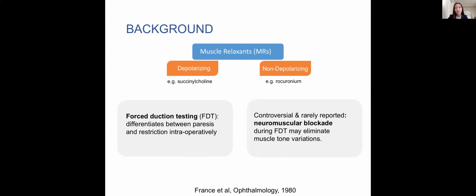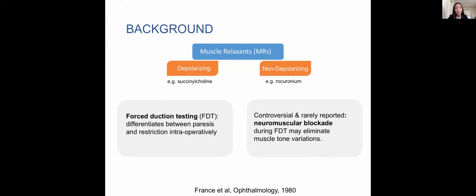The forced duction testing, or FDT, is used in strabismus surgery to help differentiate between paretic muscle and restriction. There are two types of muscle relaxants. There are depolarizing ones that cause sustained increased extraocular muscle contraction. These interfere with FDT and shouldn't be used in strabismus surgery. There are also non-depolarizing ones, such as rocuronium, which are commonly used in surgery to facilitate intubation.